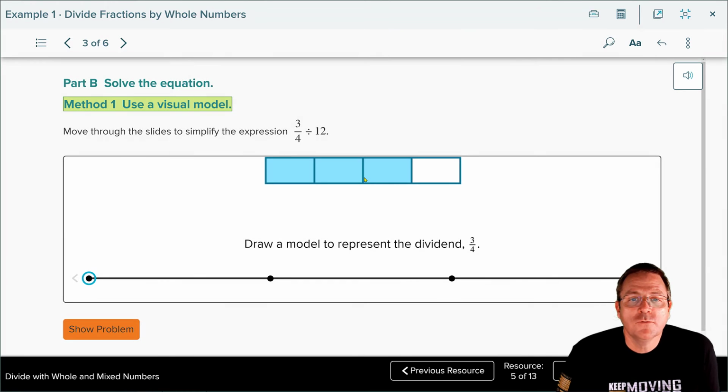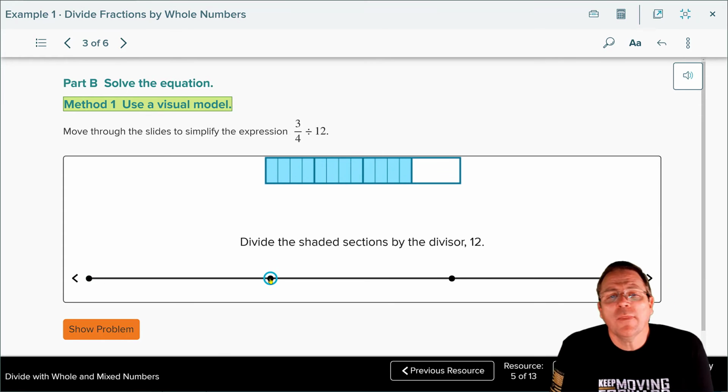So using the visual model, they took the 3/4 divided by 12. You can see you've got the fraction bar. It's cut into 4 separate pieces. 3 of them are shaded. That's the 3/4. Here comes the hard part. They want you to divide these 3 pieces into 12 equal pieces. Yeah, okay, sure, let's do that.